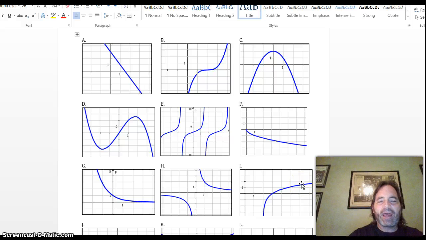Remember relative max and min. Here's a relative max. Remember, to have a relative or local max or local min, you have to have a change in direction, increasing to decreasing or decreasing to increasing. Remember, endpoints do not count as relative max or min. So here's a relative max, here's a relative min, okay?